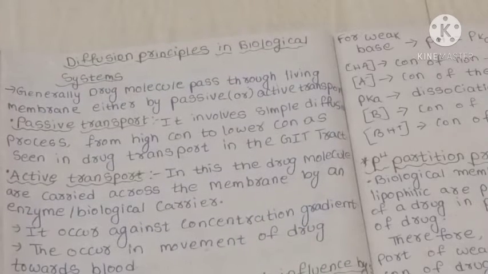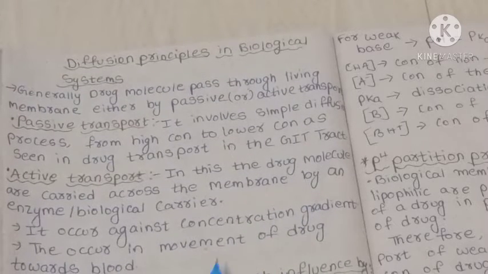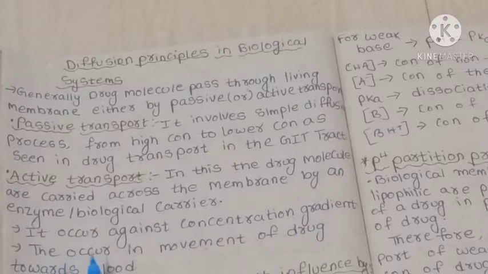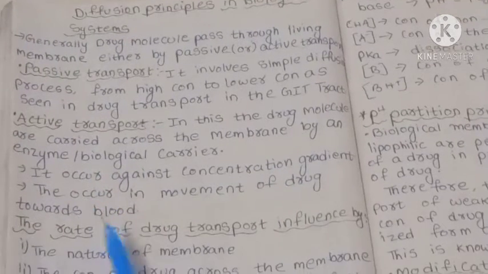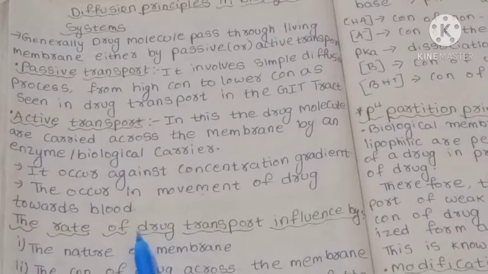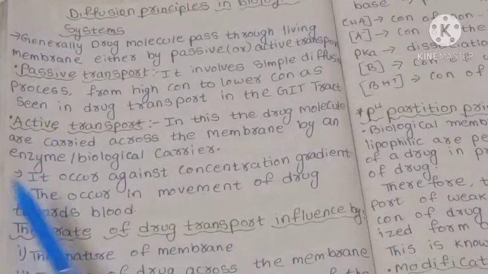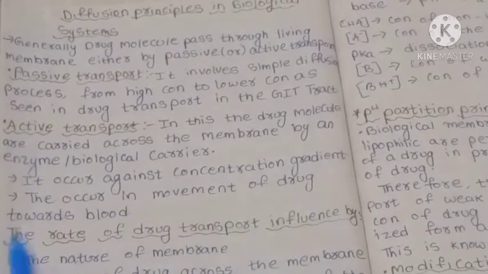Next, it occurs where the drug moves towards blood. Since we know blood concentration is higher, active transport occurs when the drug moves towards blood.